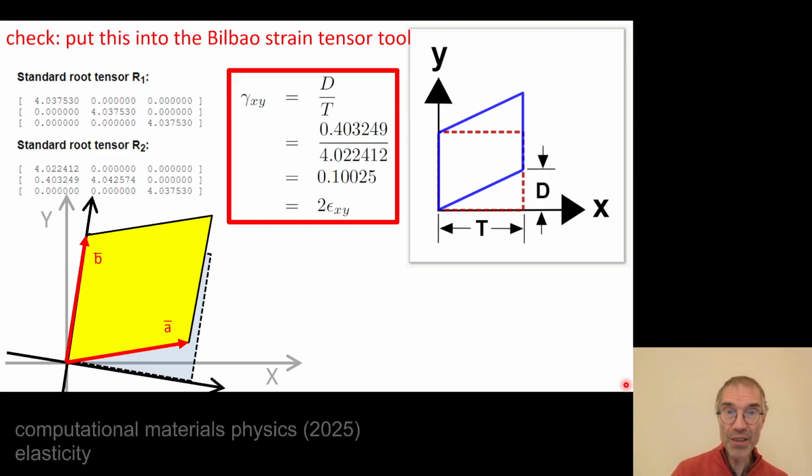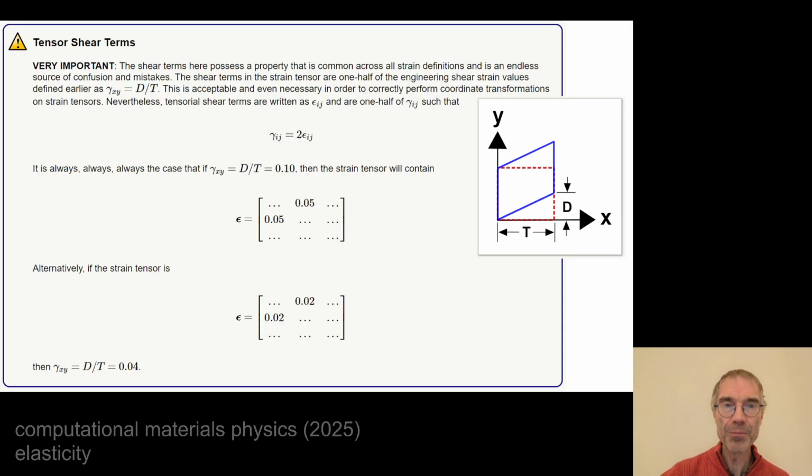So I hope that this helps to understand that this is not just a convention, that the mathematics really force us to use either gamma or twice epsilon, depending on what is the property you look at. And that was the point that was made on this page.